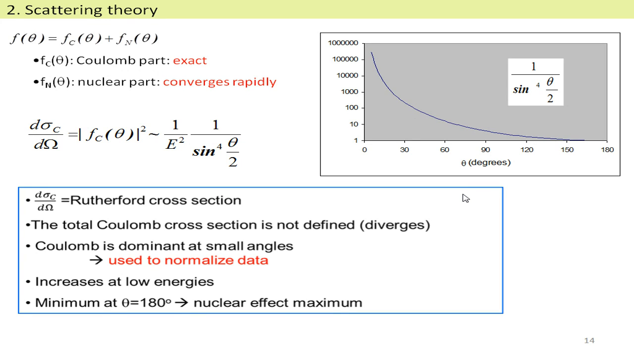It's shown here as a function of theta, 1 over sine to the power 4 of theta half. And well, at small angles, as we know, the Coulomb part diverges. So at small angles, Coulomb is always larger than the nuclear part, and this is used to normalize data. Because when you are at very small angles, you know that the cross-section is Coulomb, and you know it analytically. And this Coulomb part is minimum at 180 degrees, and so this is where you expect the nuclear effect to be maximum.